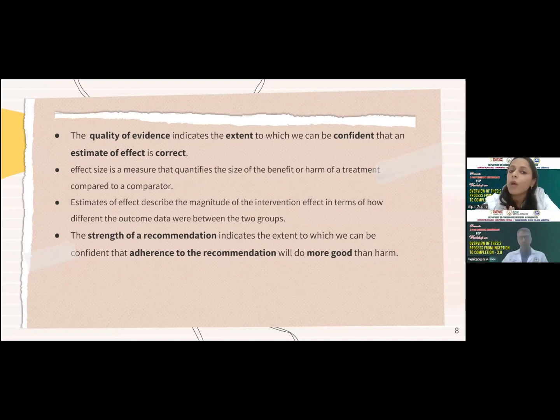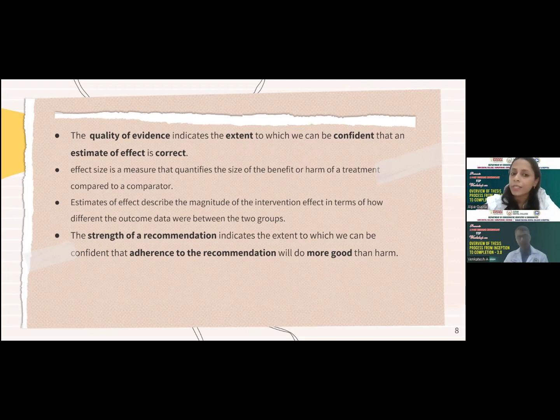Now, what do you mean by quality of evidence? Quality of evidence means the extent to which one can be confident that your estimate of effect is correct. Here, I would like to mention two things: what is effect size and what is estimate of effect? I think in meta-analysis both these terms have been covered, but I would like to revise here also.